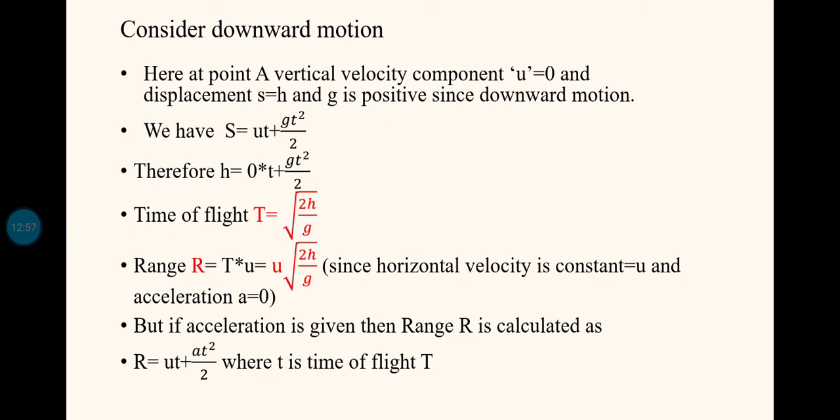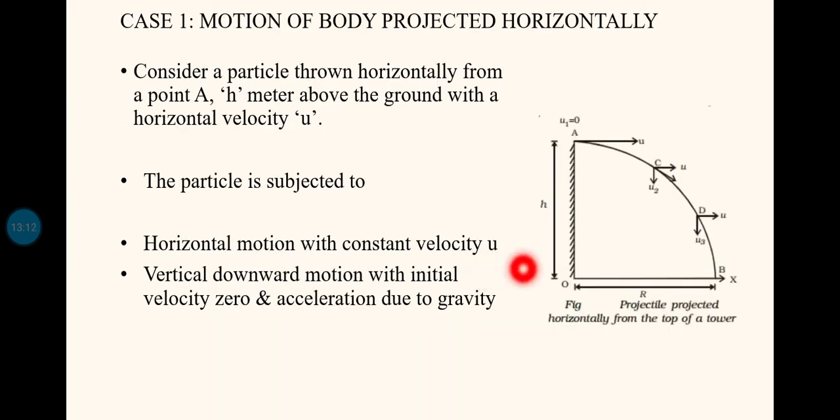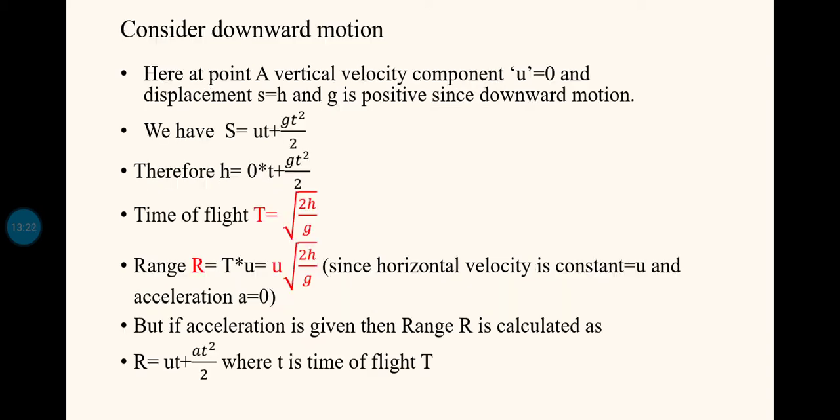Now we have the equation s is equal to ut plus half gt square. Substituting s is equal to h, u is equal to 0, you get h is equal to 0 into t plus gt square by 2. From that you will get t is equal to root 2h by g. From the earlier figure you can see that t is the time taken by the particle from A to reach B, that is the total time from the projected point to reaching the destination point, which is what is known as the time of flight.